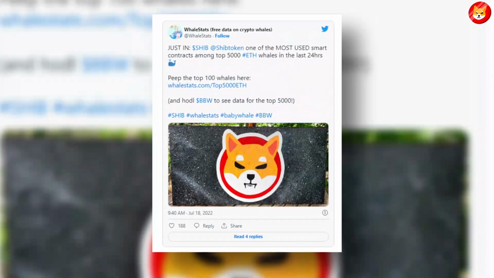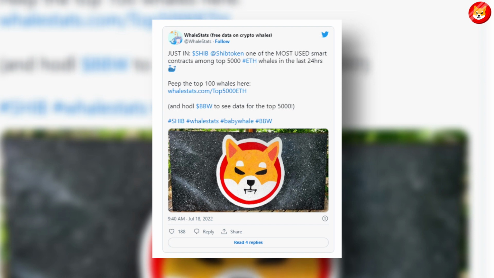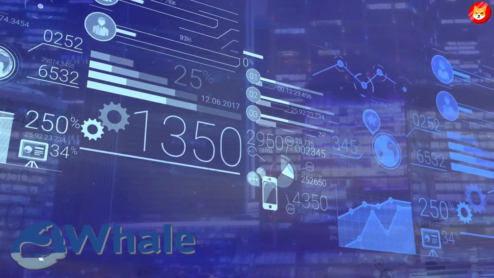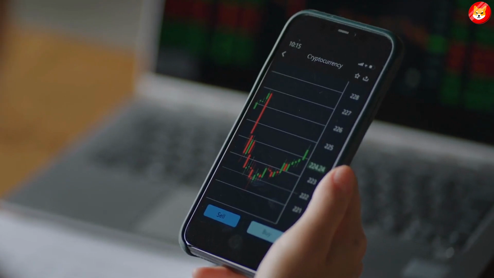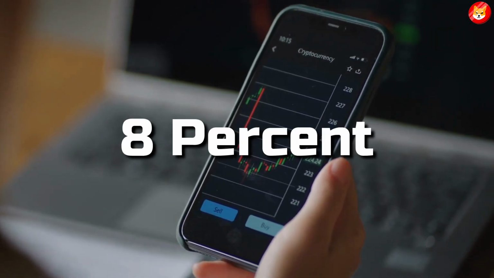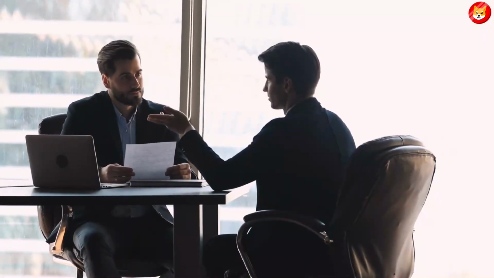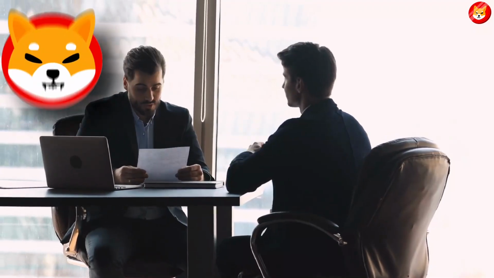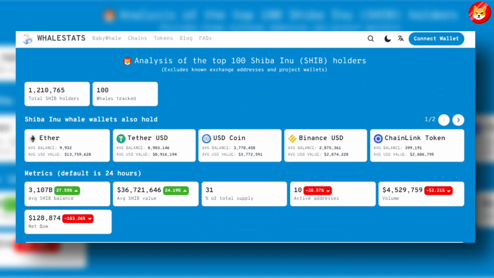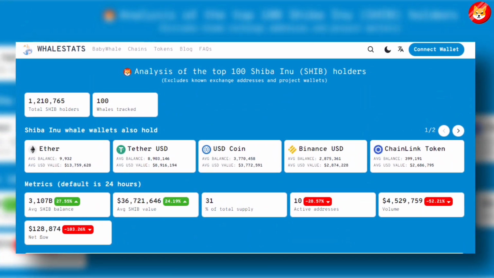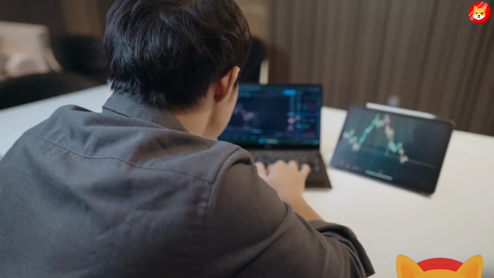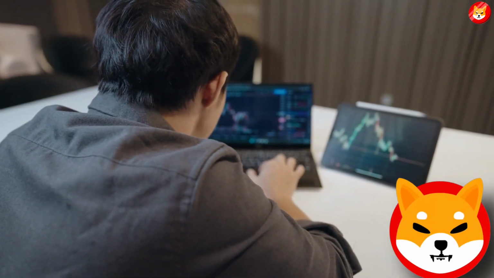The Shiba Inu ecosystem has emerged as one of the most used smart contracts by the 5,000 largest Ethereum whales. Based on the data from WhaleStats, Shiba Inu's price recovery triggered a rally in the meme coin, and it added 8% to its price. This event was followed by whales scooping up Shiba Inu coins, making SHIB one of the top 5 cryptocurrencies in whale wallets. Buyers are backing Shiba Inu for a leading role in the coin market revival.